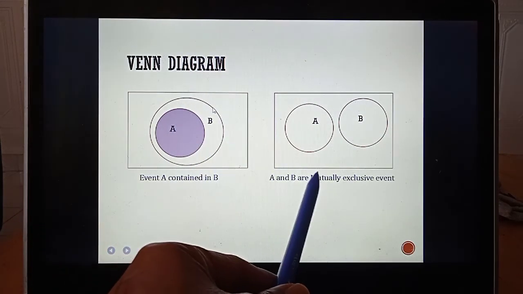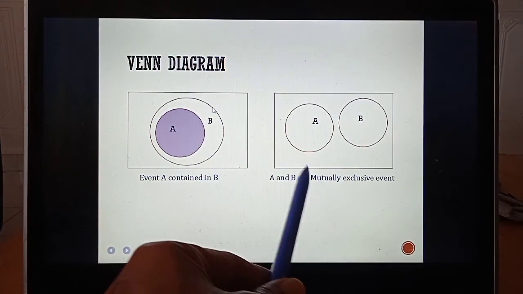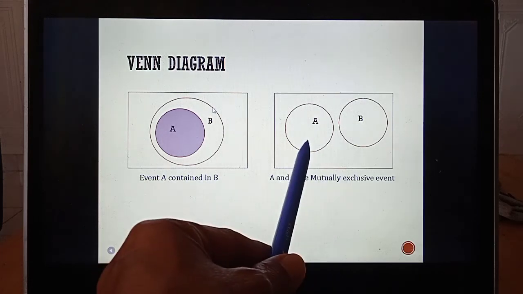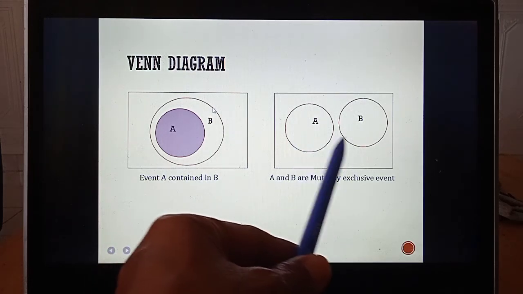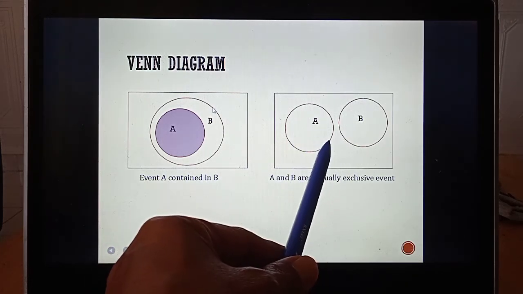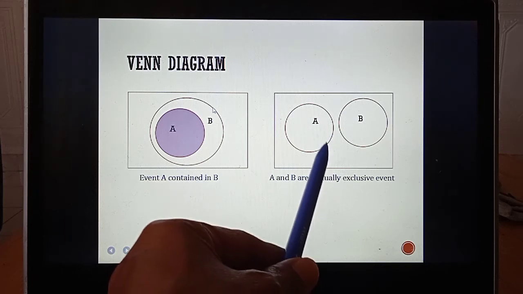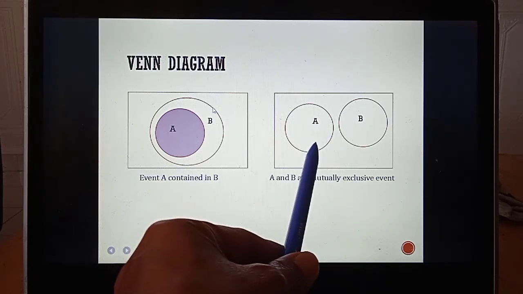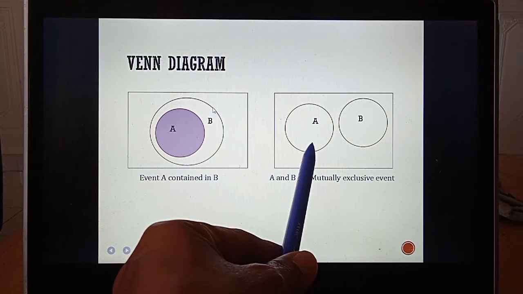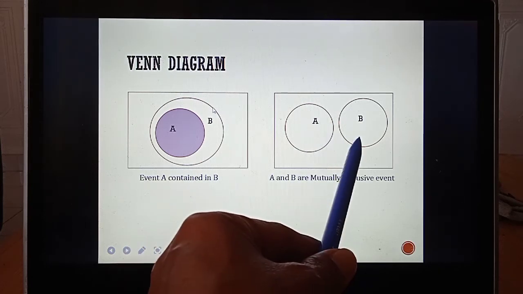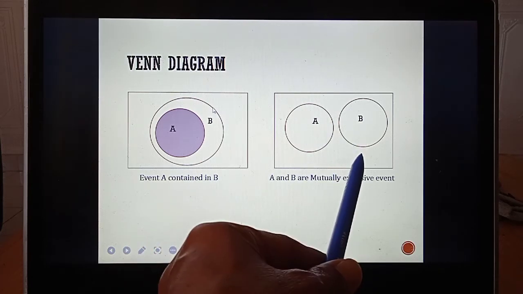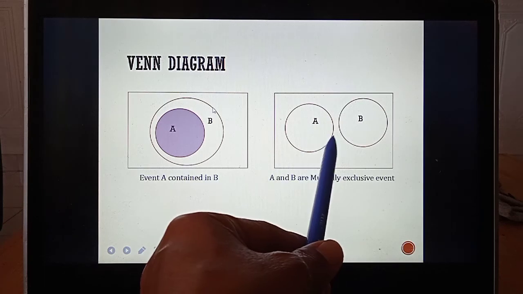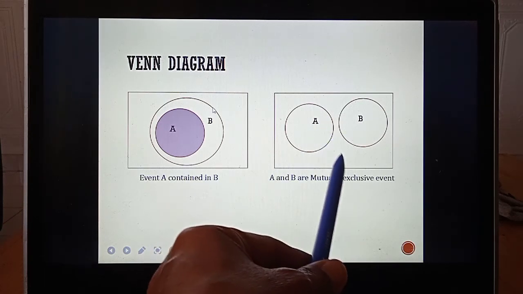A and B are mutually exclusive event. Kalau mutually exclusive maknanya A dan B tu tidak intersect. Okay, maksudnya mutually exclusive. Maknanya apa yang terjadi di dalam A tidak terjadi dalam B, itu maksudnya. Sama juga apa jadi dalam B tidak jadi dalam A. So tidak ada unsur-unsur yang bertindan.